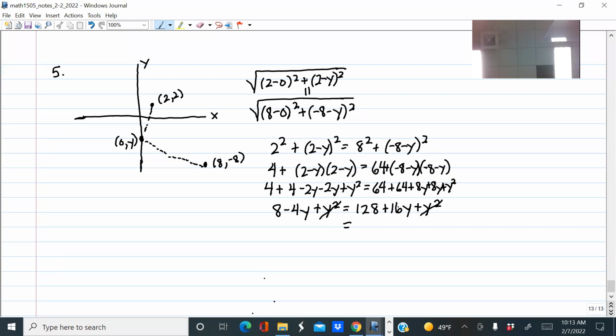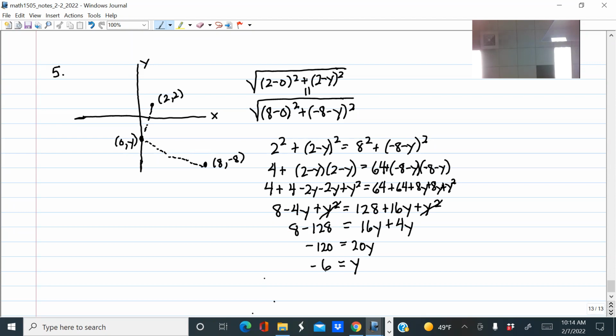So I'm going to take this minus 4y and move it to the right-hand side. So I have 16y plus 4y, and then let's take this 128 and move it to the left-hand side. So I have 8 minus 128. So it looks like 20y is equal to minus 120, which means y is equal to -6.